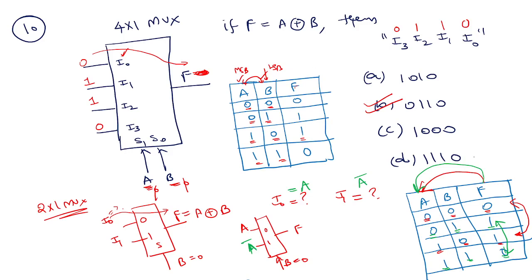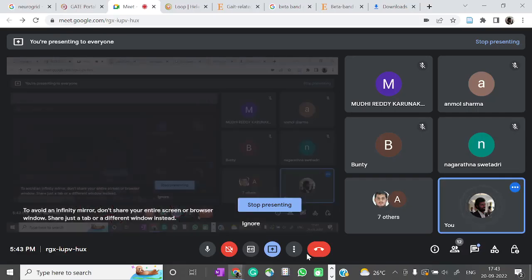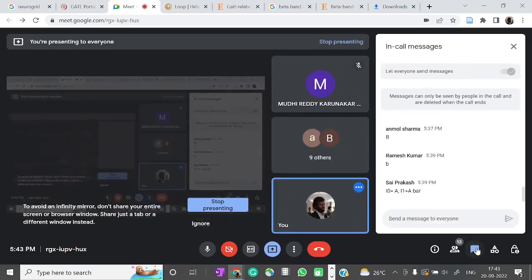Similarly, in the exam, they may give you select line as A, then they may ask you to find out what is I0 and I1. That is always there, right? So you understood this? Let me know through your chat box, yes or no. I0 is A, I1 is A bar, correct. Okay, all of you understood, right? Very good.